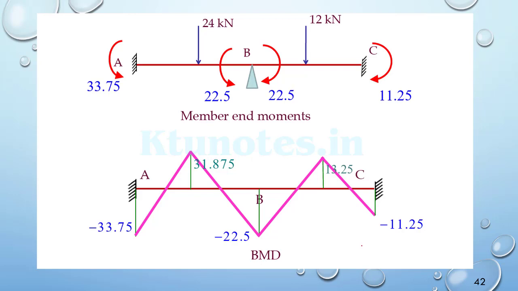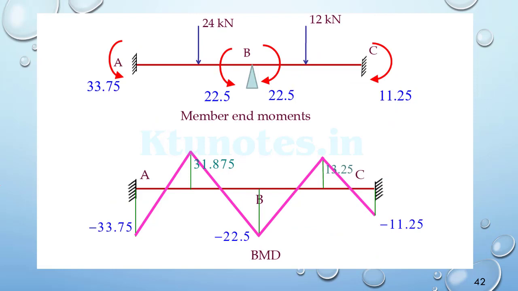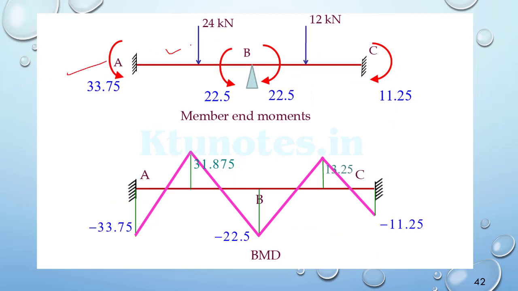Okay, then writing all the member end moments from the previous slides, like from here, the member end moments are written here: 33.75, 24, 12, 22.25, 11.25. The minimum diagram is also found considering the 24 kilonewton and the 12 kilonewton.